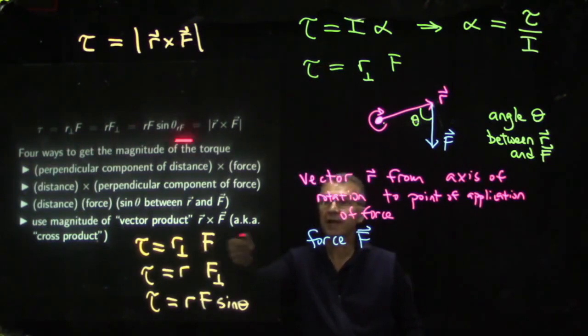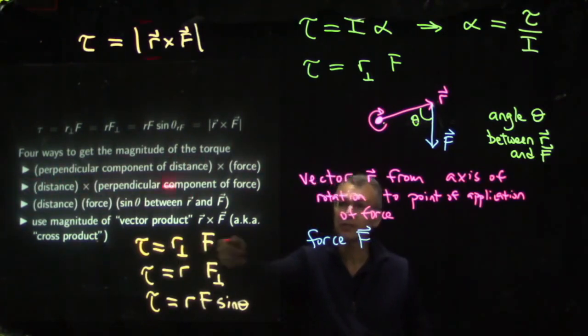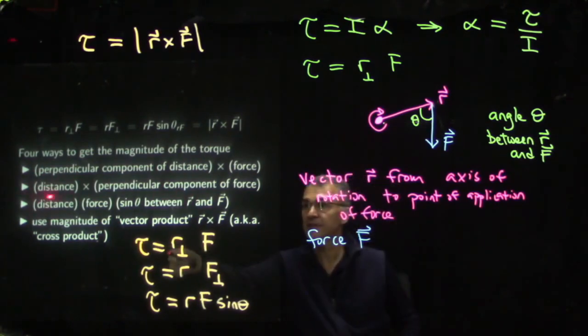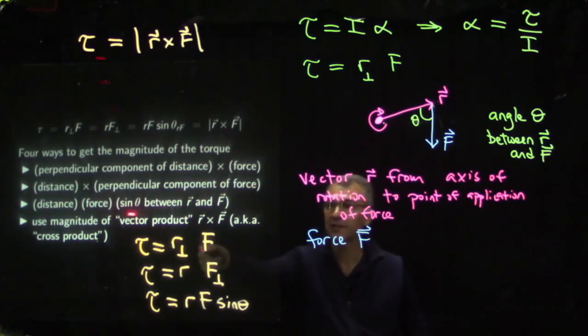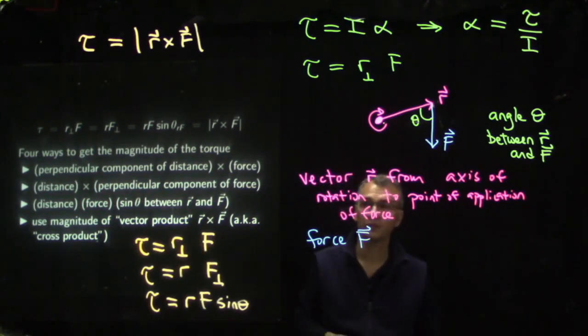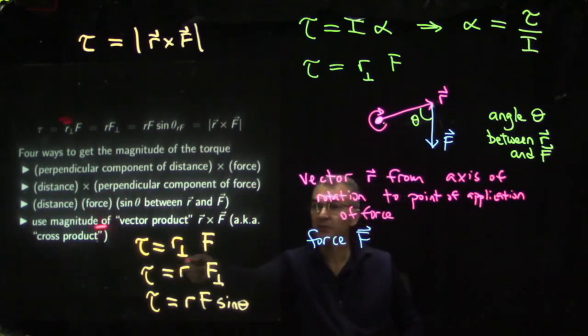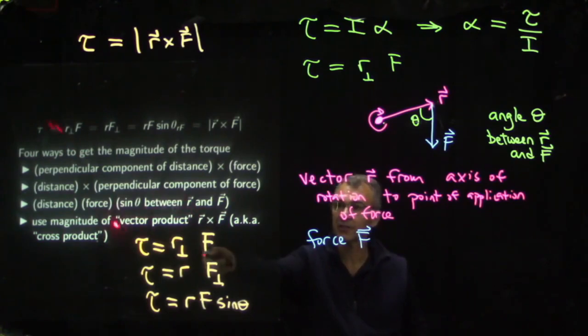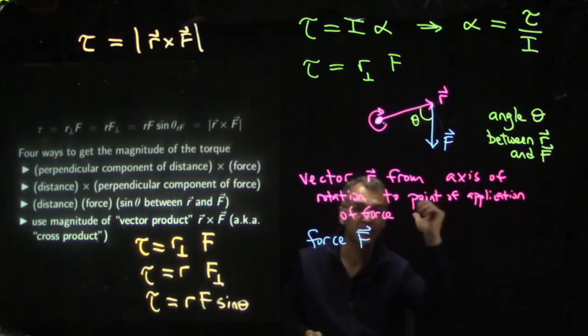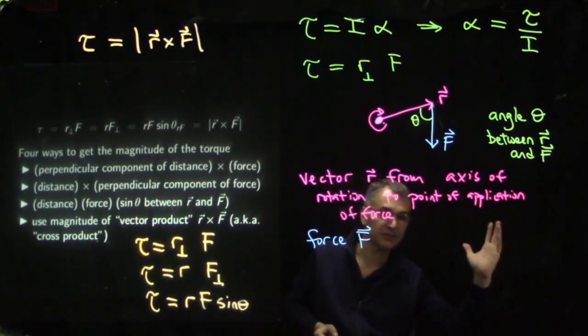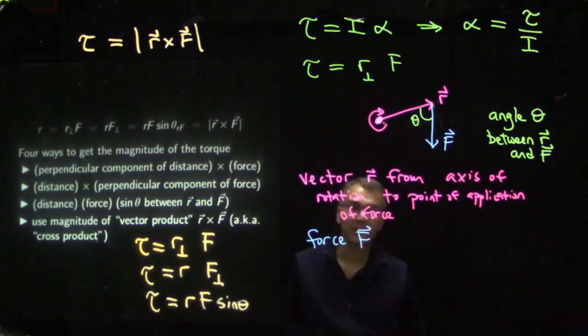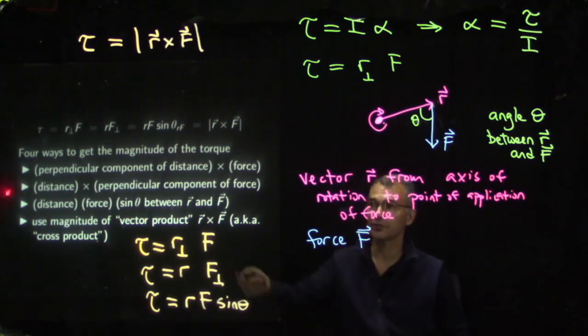So there are 4 ways to get the magnitude of the torque. We can take the perpendicular component of the distance times the entire magnitude of the force. We can take the entire distance times the perpendicular component of the force. We can take the entire distance times the entire force times the sine of the angle between the displacement and the force. Or equivalently, we can take the magnitude of the vector product r cross F, which is also called the cross product. You calculate it using the right hand rule. My right hand looks like a left hand with the light board flipped. So that's 4 different ways to calculate the magnitude of the torque.